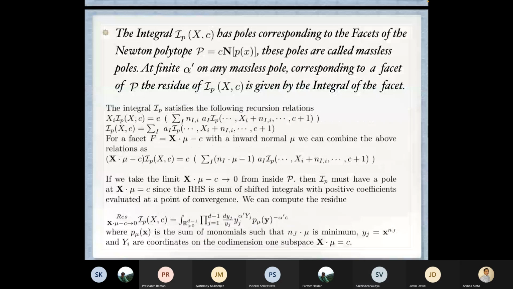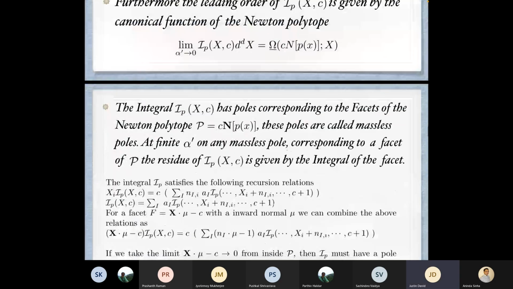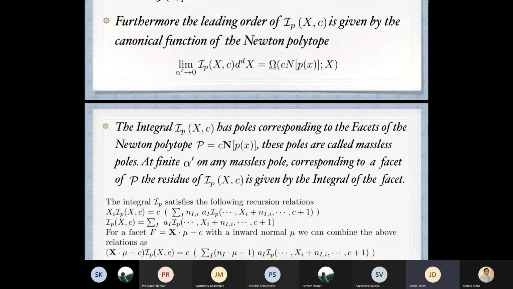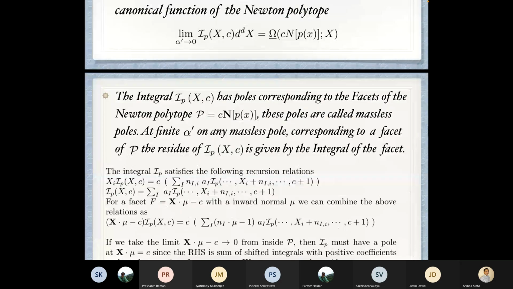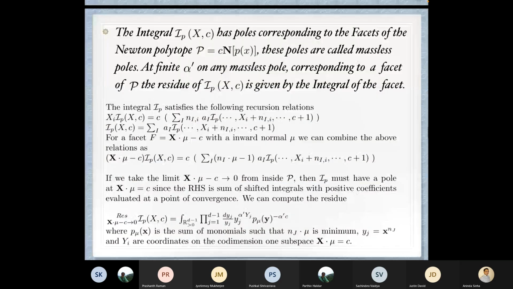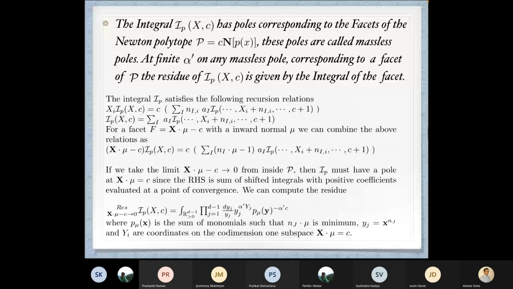Okay, so I'm not going to prove these things, but I can give you some idea for this last claim. The idea is basically that this integral satisfies two kinds of recursion relations. The first recursion relation comes when we differentiate this integral with respect to all the coordinates. Since this integral is independent of coordinates, it depends only on those parameters, capital X and c. If I differentiate with any coordinate small x_i, the result has to be 0. And I get my first recursion relation, which says capital X_i times I is c times some combination of shifted integrals of the same kind.